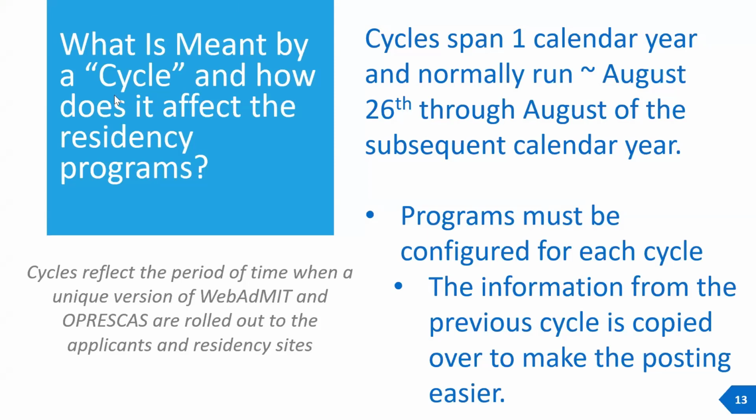So right now, hopefully everybody can see that I have my cycle screen. So I've been using this term a little bit. I want to make sure we're on the same page. What's meant by a cycle and how does it affect the residency programs? So a cycle spans 1 calendar year and normally runs August 26th through August of the subsequent calendar year. And programs must be configured for each cycle. And the information from the previous cycle is copied over to make posting easier.